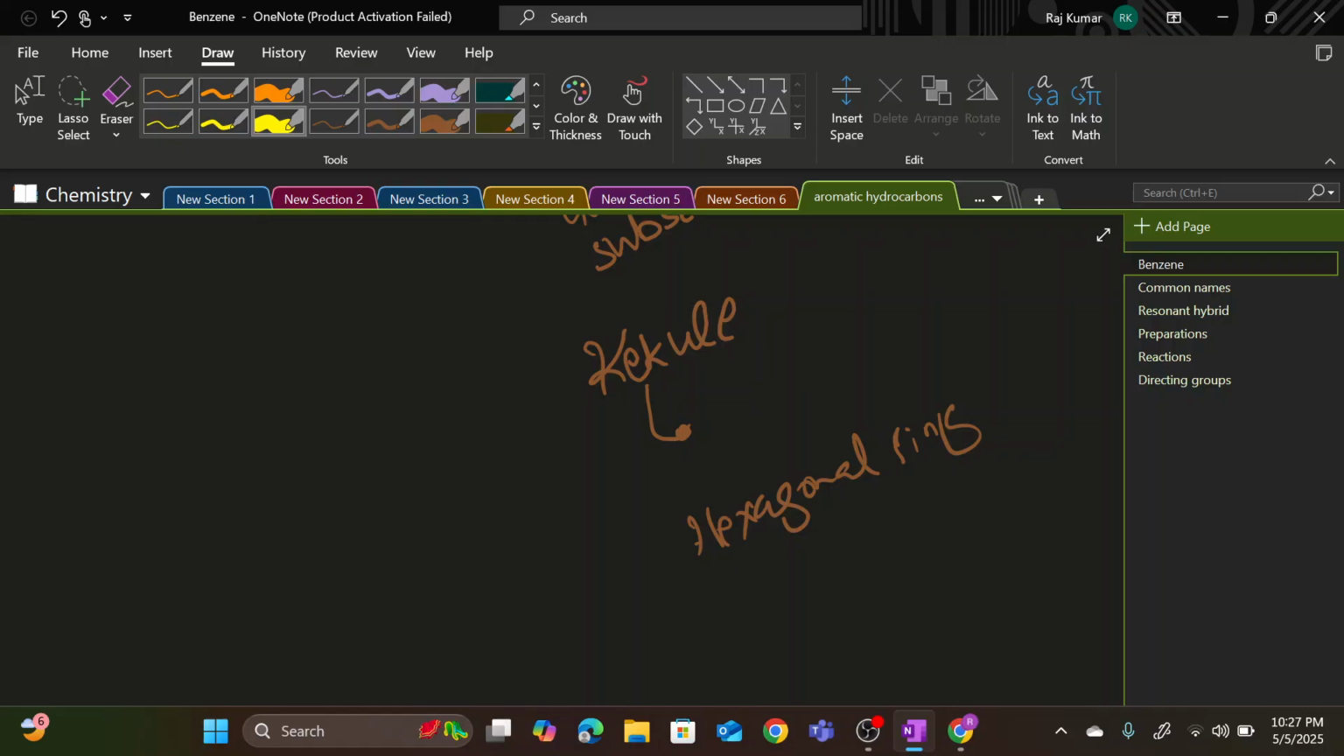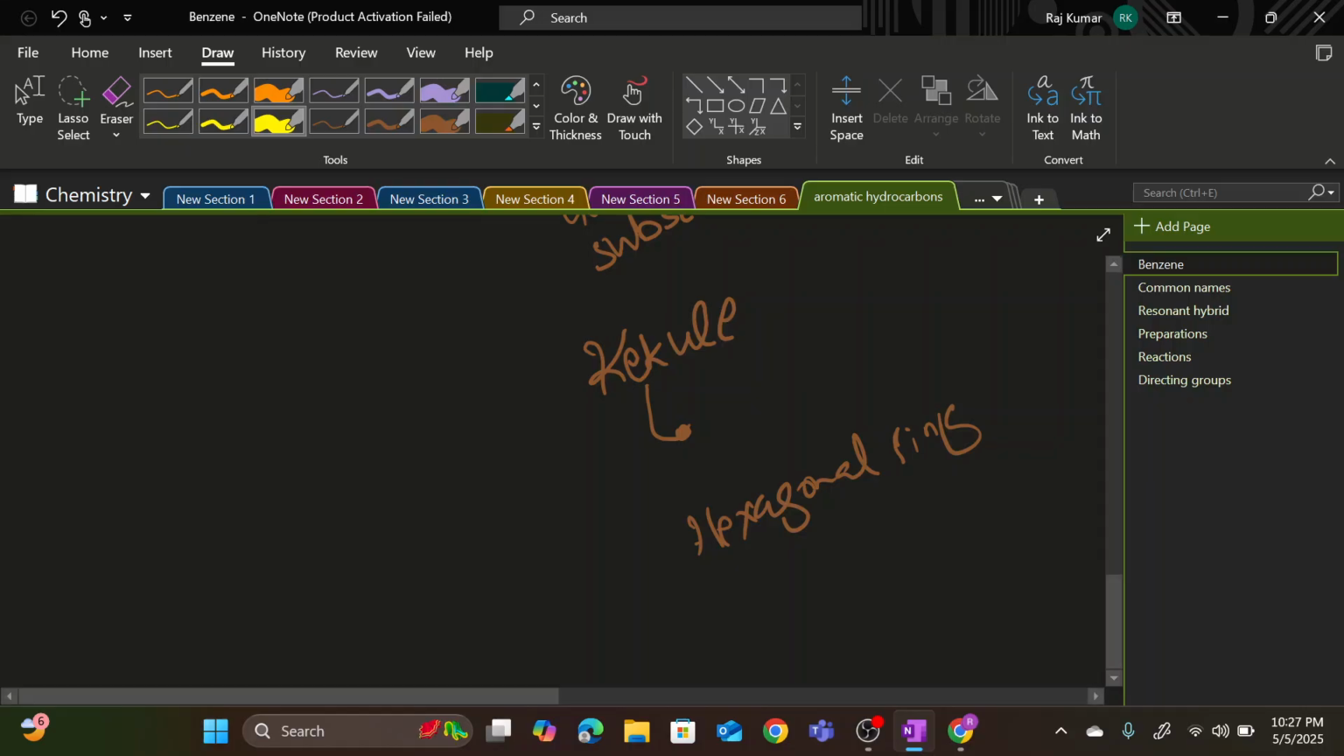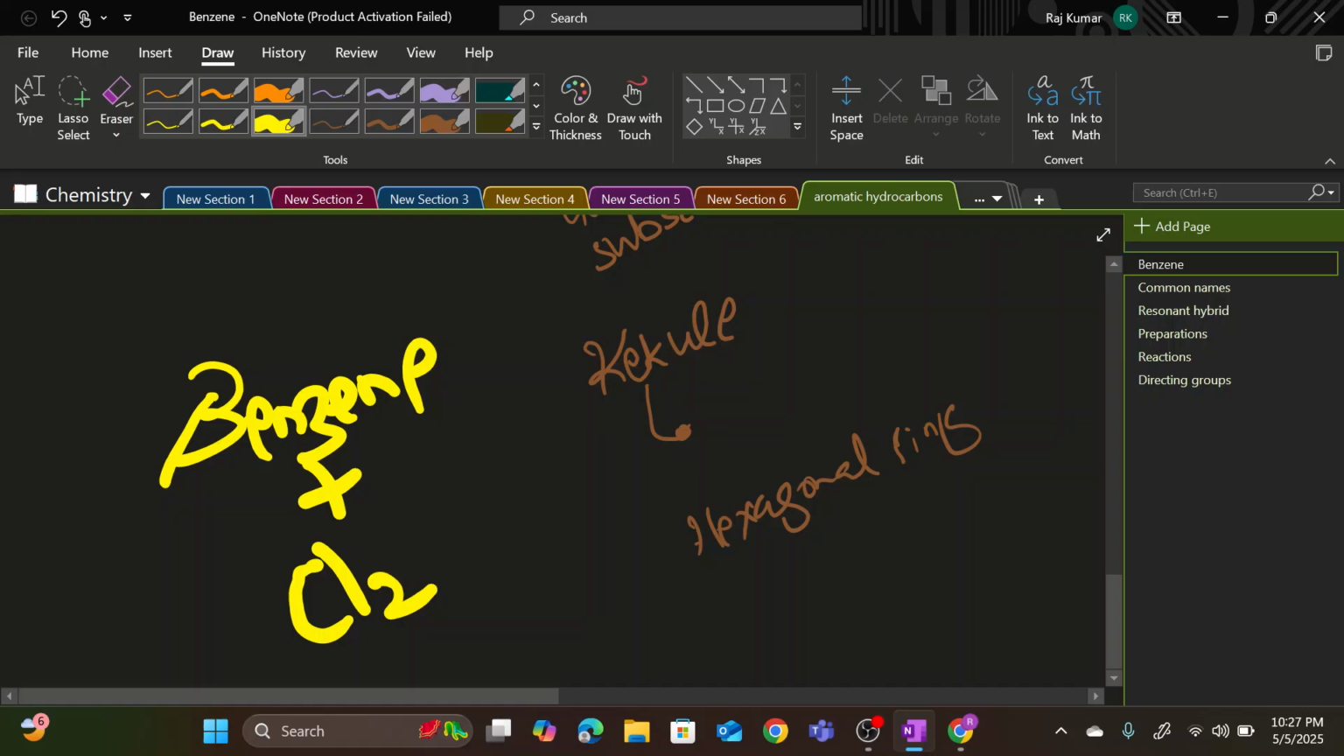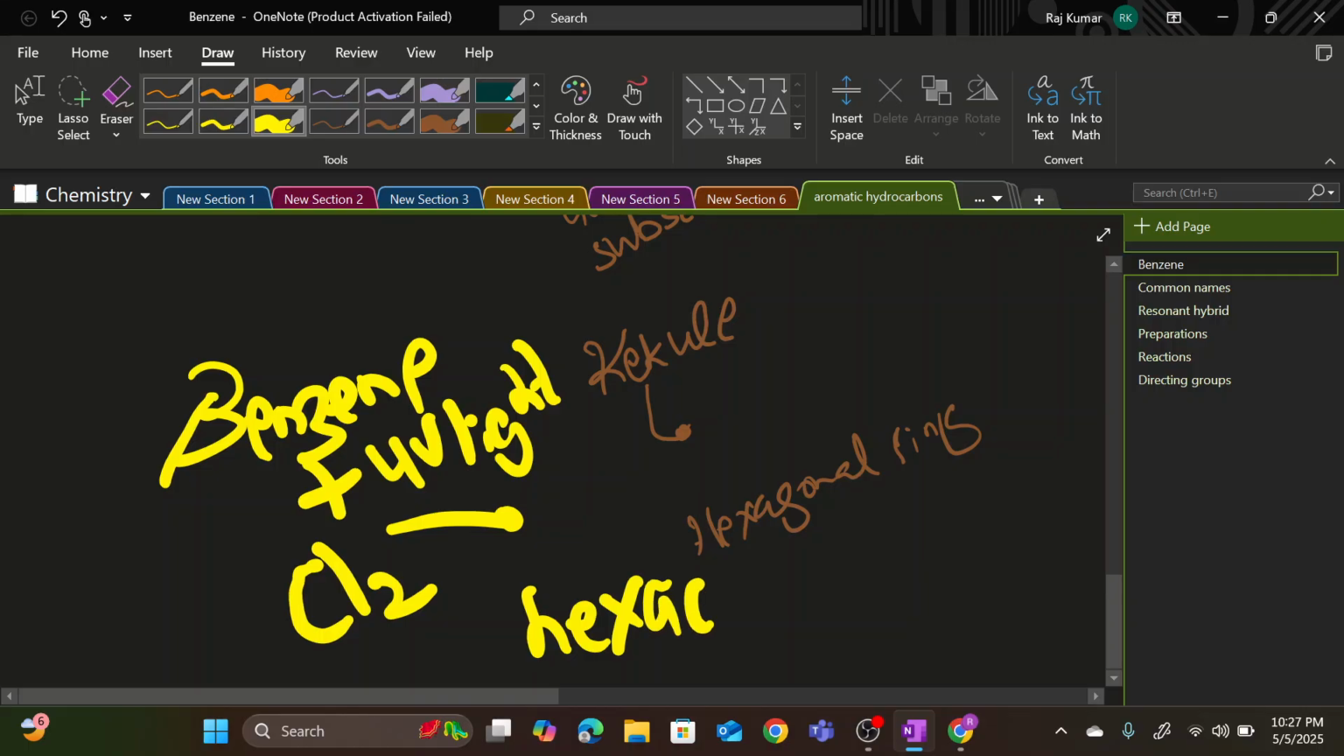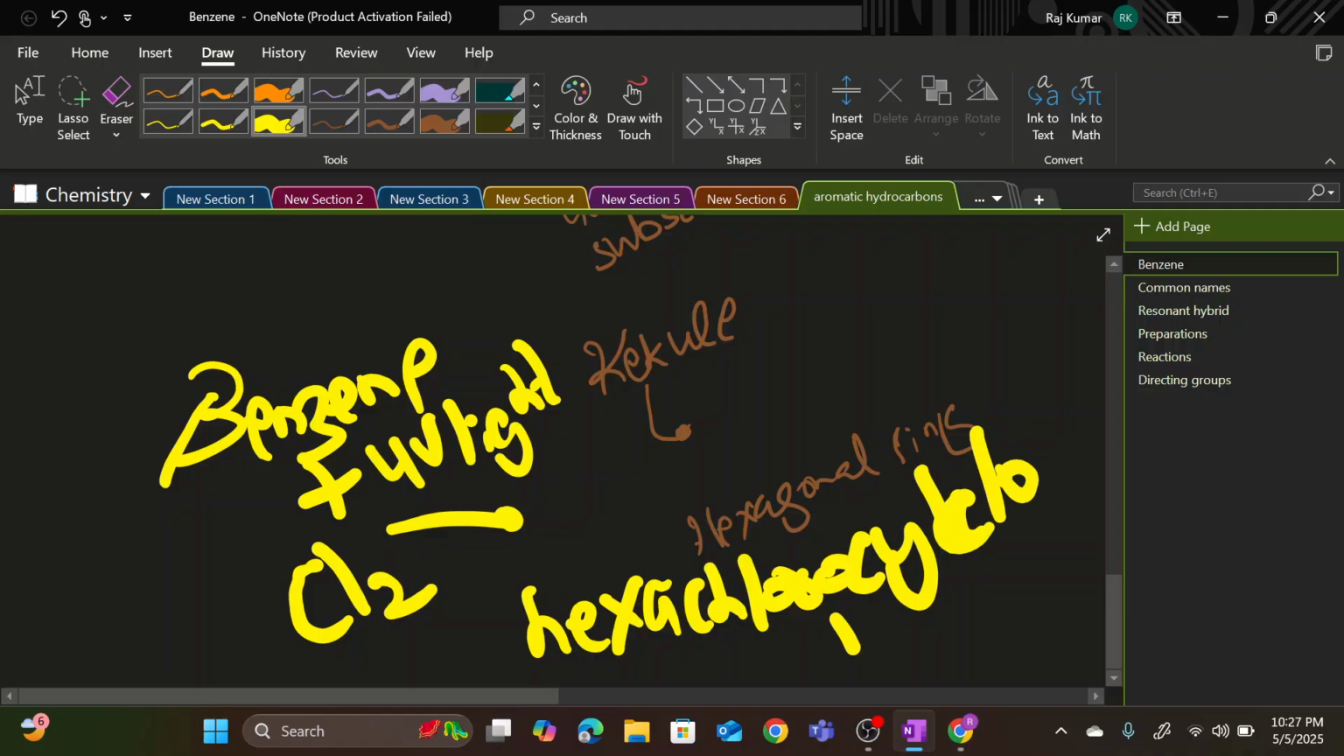And then what he did was he took the benzene and reacted benzene with chlorine. He took benzene and he reacted benzene with halogens, in the presence of UV light. At that point, he basically found that there was formation of hexachlorocyclohexane. Hexachlorocyclohexane.